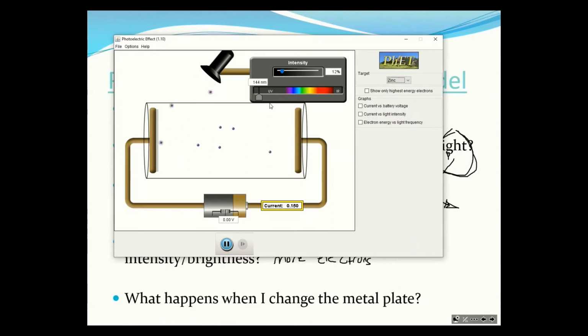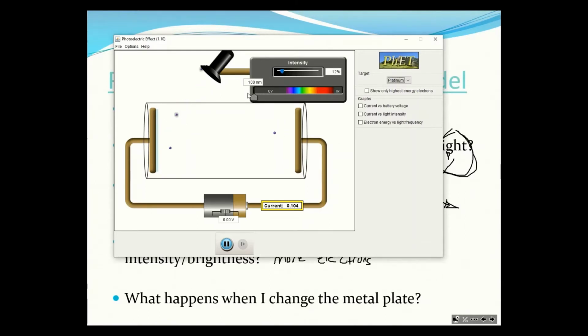Well, what happens if I change it to copper? Right? I go here, nothing, nothing, nothing, nothing, nothing, nothing. And then all of a sudden, bam, they're fired off with copper. So it looks like around this 174 nanometer wavelength, I can get it to fire off. And if I switch my metal plate again to platinum, there we go. Finally, I get them to fire off.